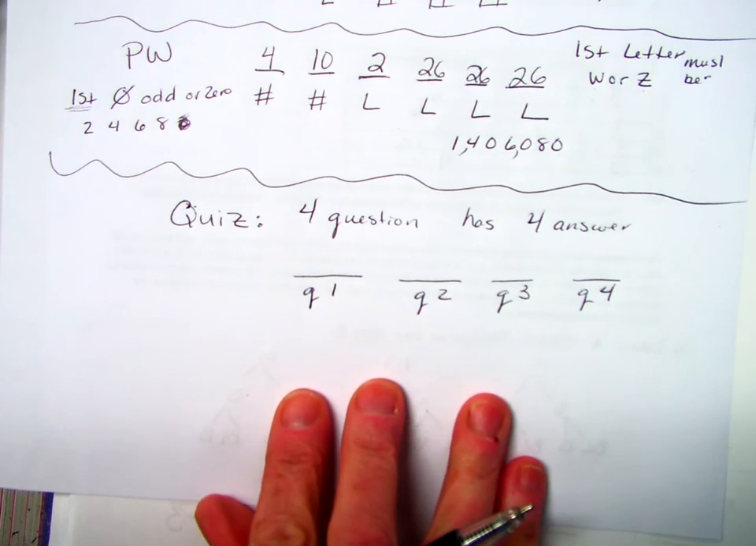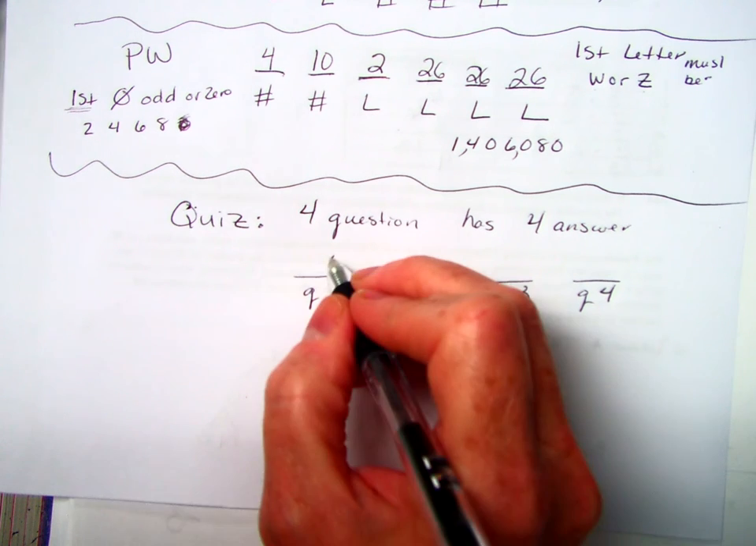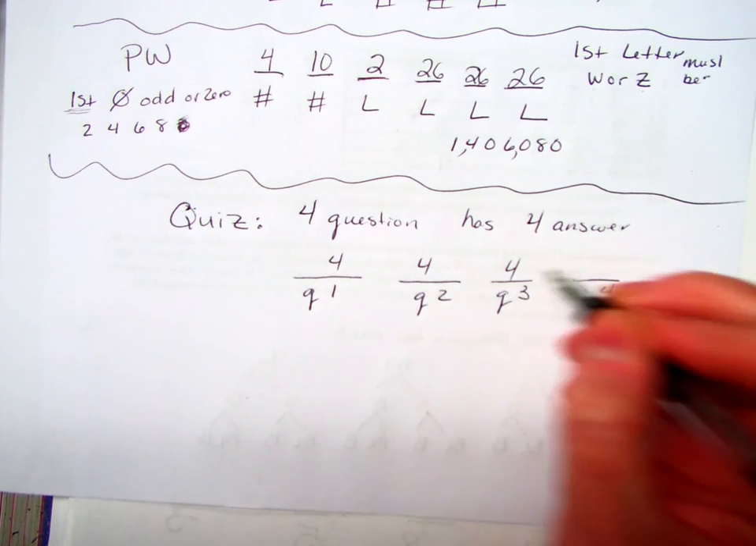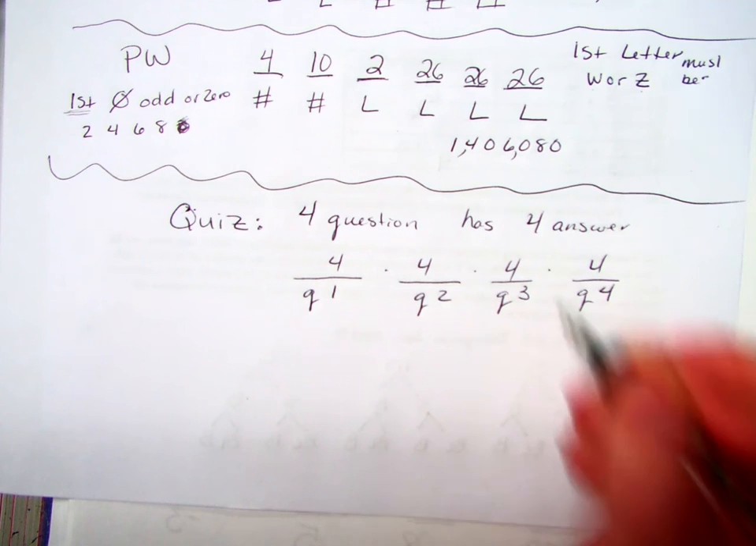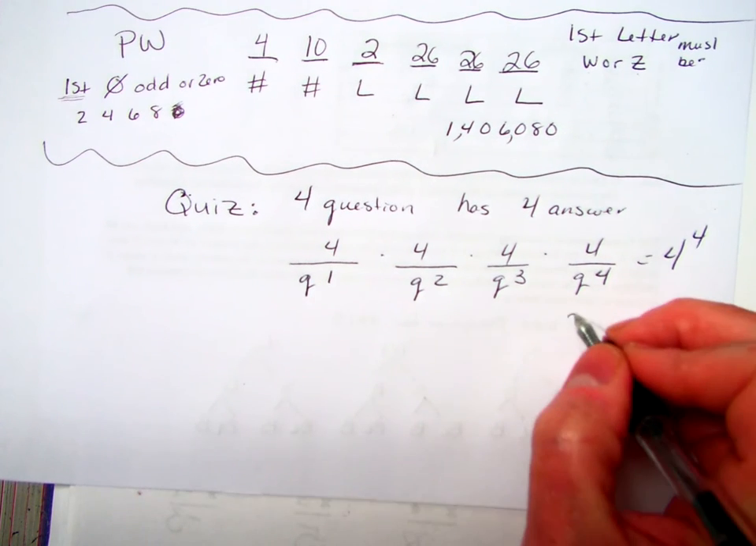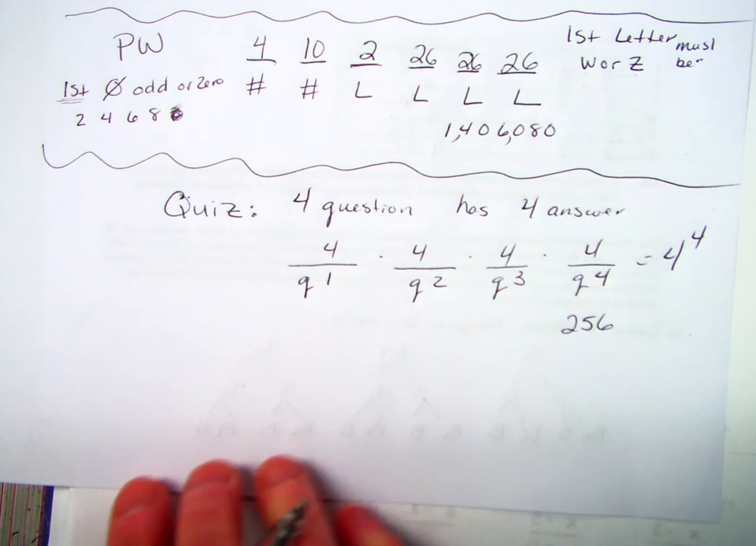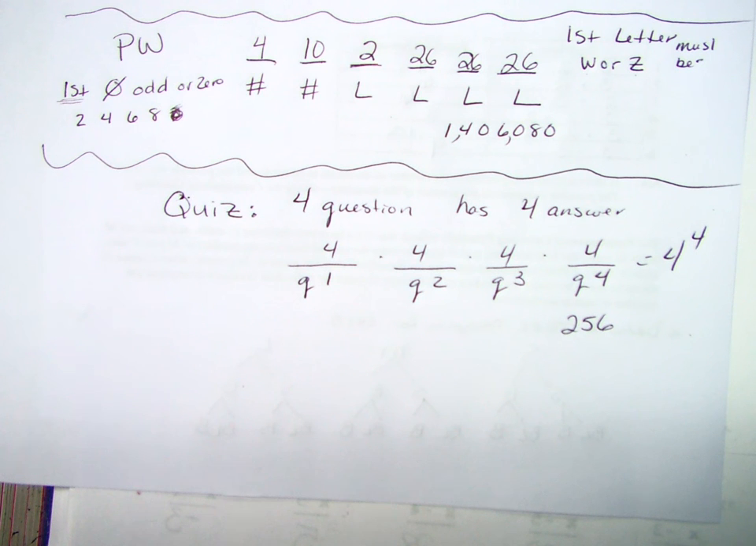Finally. All right. So here we are, right? We've got 4 questions: question 1, 2, 3, and 4. Notice I wrote them all out. Each of these questions has 4 choices, so 4, 4, 4, 4. When you multiply them together, you get 4 raised to the 4th power, which is 256. So there are 256 different possible choices for answers.